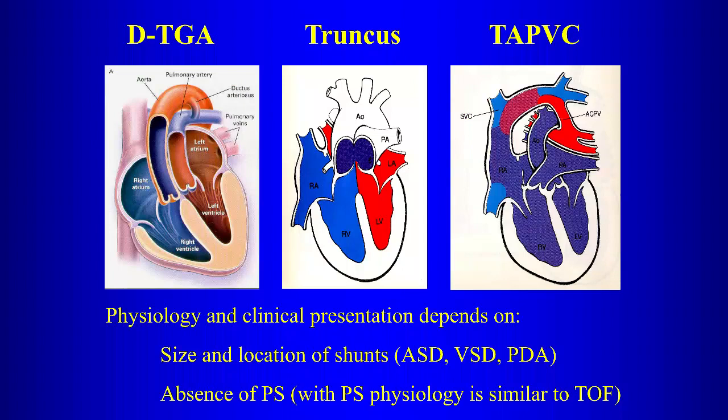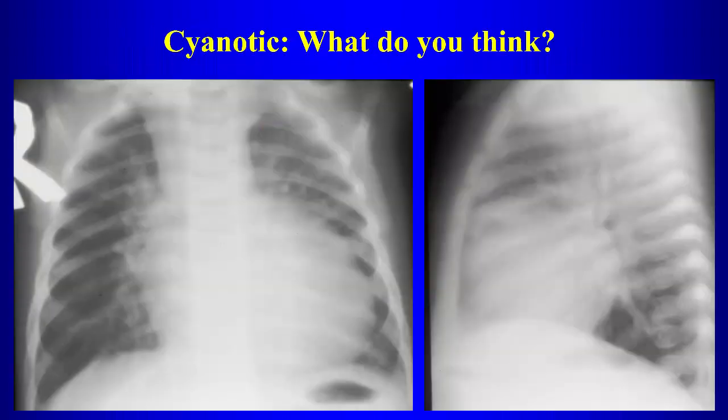All right. So the three big ones you want to know are transposition, truncus, total anomalous pulmonary venous return. So the physiology and the clinical presentation will depend on the size and locations of the shunts. These patients will have ASDs, VSDs, PDAs, and the absence of pulmonic stenosis. It's the absence of pulmonic stenosis that gives you the increased pulmonary blood flow. If you have pulmonic stenosis, then the physiology might be similar to tetralogy of Fallot with decreased pulmonary blood flow. Okay? So getting back to our case, patient is cyanotic, has increased pulmonary blood flow. We're in the category of admixture lesions.